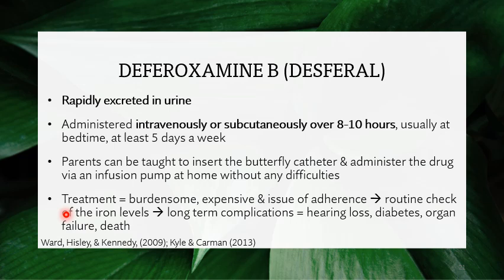And I know that this treatment will be very burdensome for the parents. It can also be expensive, and sometimes the issue of adherence, that you have to do it all the time, makes it terrible. But then we have no other choice. When we need the blood transfusion, we just need to do the chelating treatment for our kids. And what we do to check if the iron level is okay is to do a routine check of the iron level. In the long-term, if we are not checking the iron levels, we might have complications like hearing loss, diabetes, organ failure, and even death.